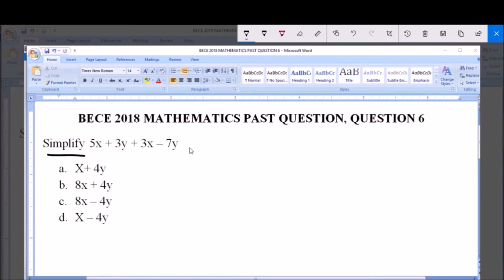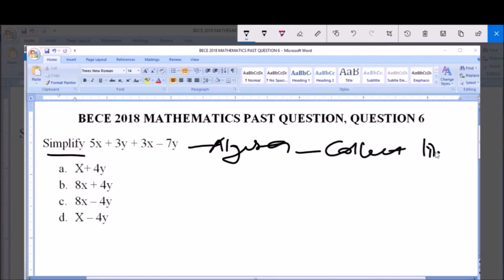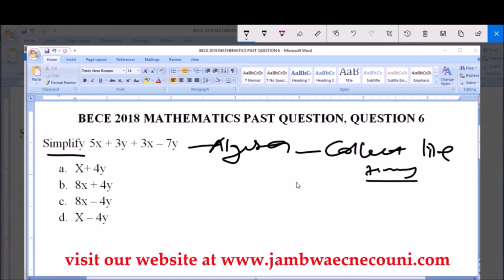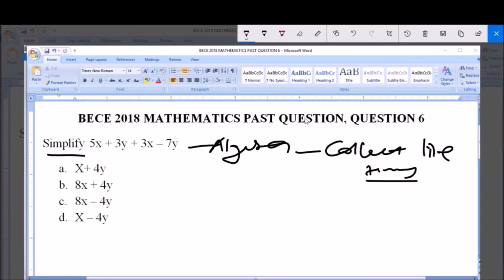Now this is algebra, and we have to simplify this. And for us to simplify this, we simply collect like terms. Now remember, we have two unknowns here, the x and the y. So therefore, by collecting like terms, we select those with x together and select those with y together.